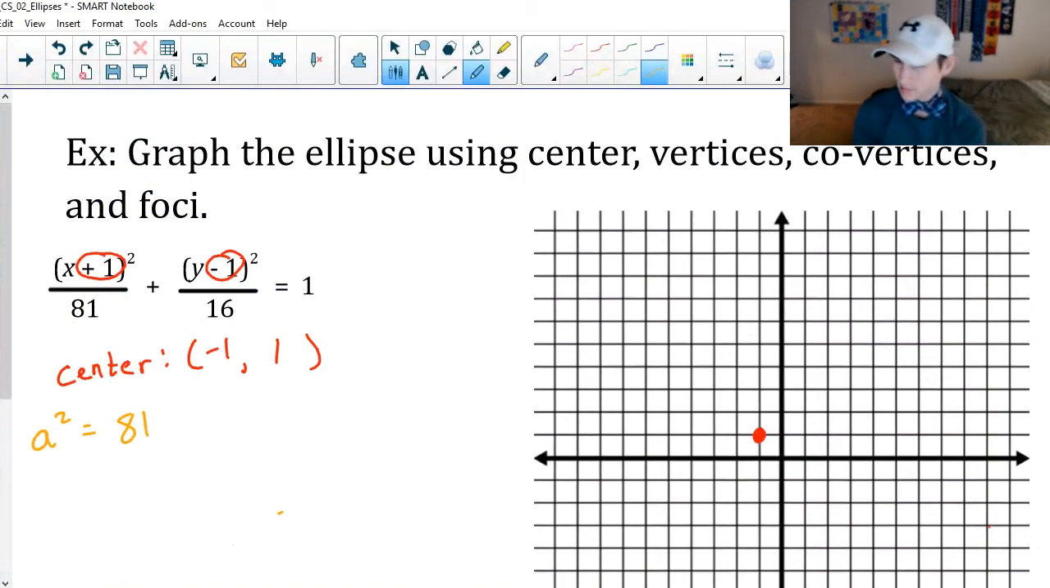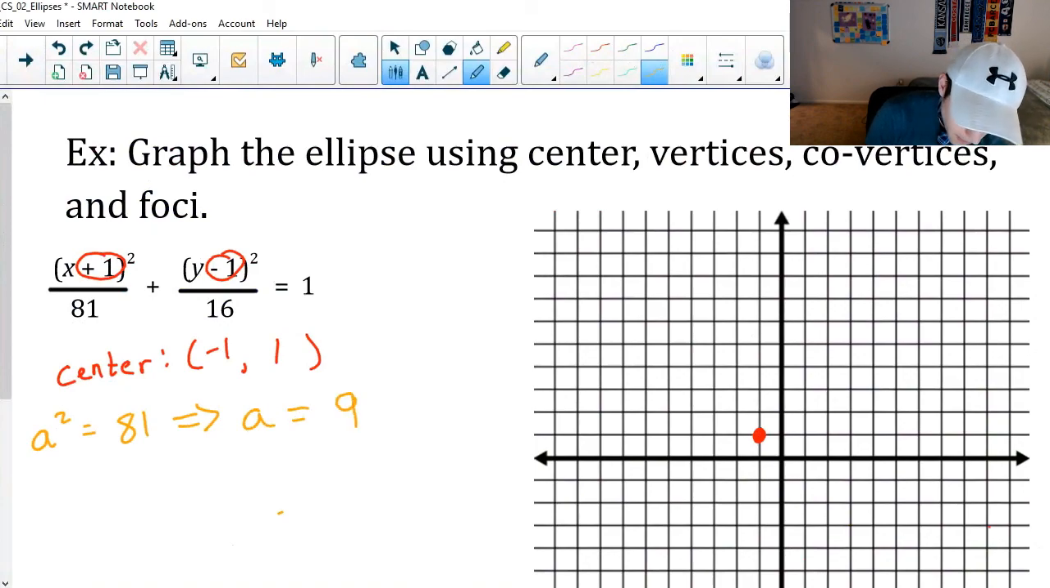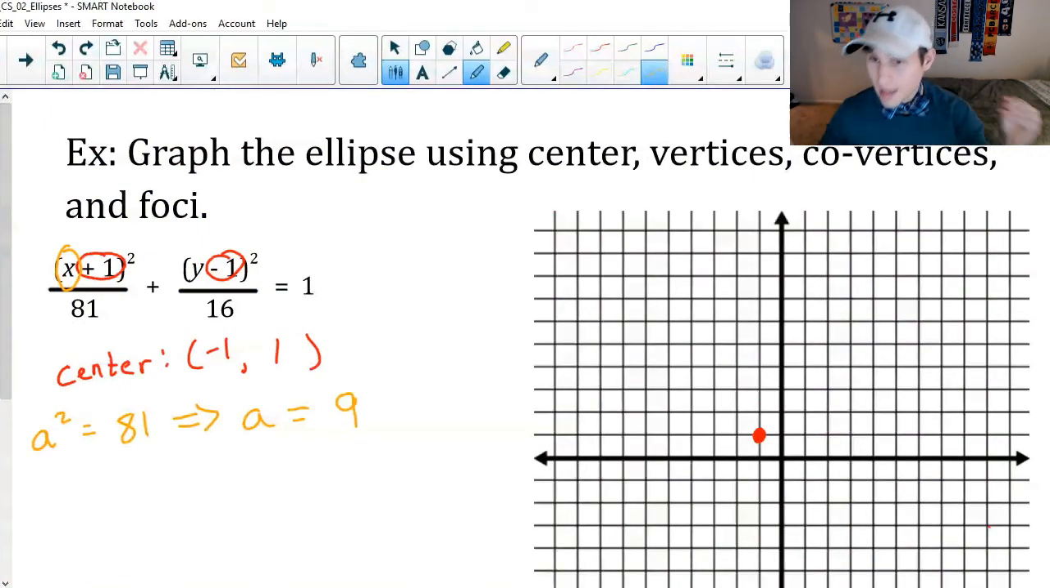a squared is 81 because we always choose the larger denominator to be a squared. Right? It could be down here or it could be here, but in this case, the larger one is 81. Which means that a is 9. Now remember, since the larger denominator is beneath the x, the ellipse is going to be larger in the x direction. So this is going to be a horizontal ellipse that is wider instead of like the last one we did where it was taller and skinnier. a squared is beneath the x, so it's going to be wider.